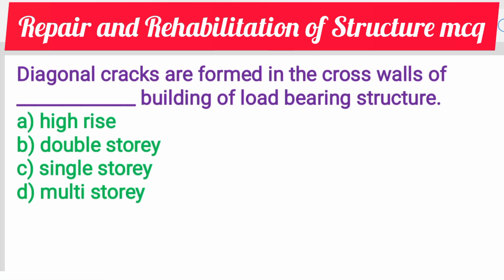Next question, diagonal cracks are formed in the cross walls of dash building of the load bearing structure. Option A high rise building, option B double story building, option C single story building, option D multi story building. So the correct answer is option D multi story building.